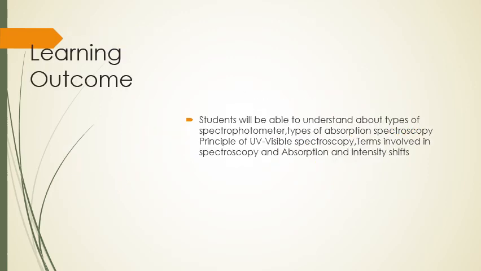What will be the learning outcome after this lecture? The student will be able to understand the different types of spectrophotometer involved in the analysis, the types of absorption spectroscopy, the principle of UV visible spectroscopy, the terms involved in UV visible spectroscopy, and the absorption intensity shifts.